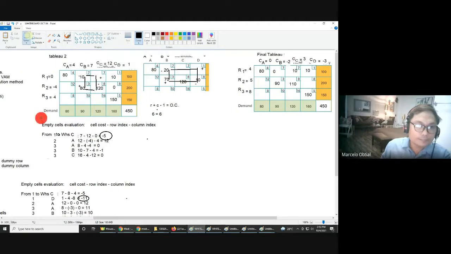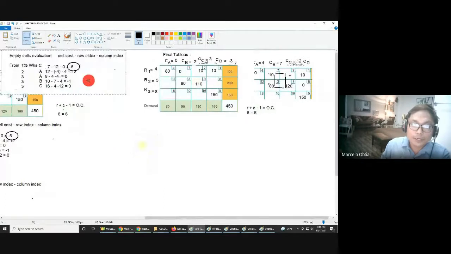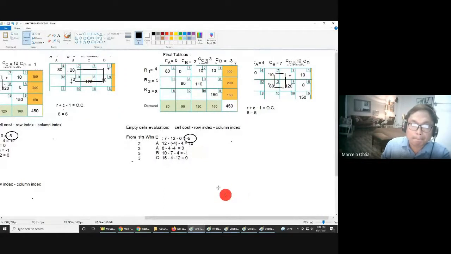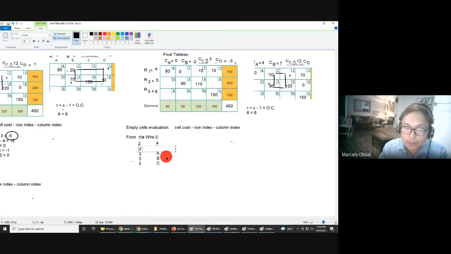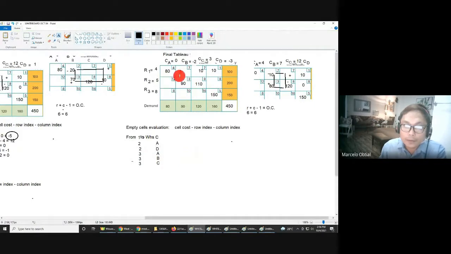I think, please double check, Kirsten. Baka may mali tayo, Kirsten. Tama naman, Kirsten, no? Okay, A, B, C, okay, as is. Tapos we will add 2A, 2D, okay, 2D. Now, we'll remove, it's optional, the 1B is optional.